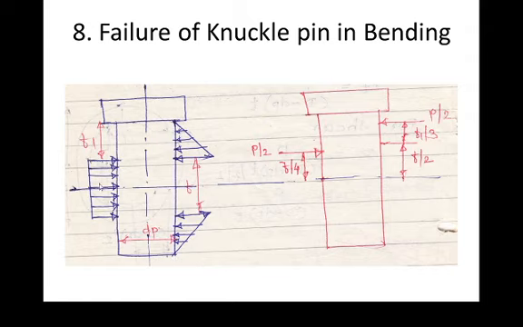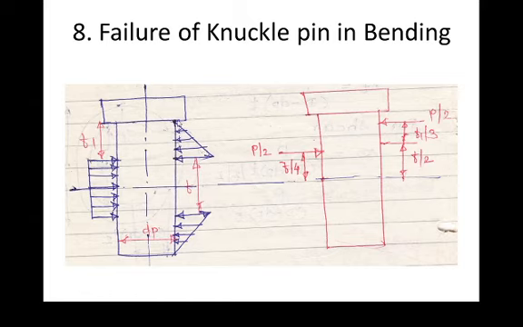Now suppose P is the force which is available, t is the thickness of the single eye, t1 is the thickness of the double eye, and d p is the diameter. P is the force applied at the single eye, therefore P by 2 is the magnitude available in half of the portion of the single eye. For this half portion, the magnitude of P by 2 will be applicable at half of this distance. Total distance is t, half of the distance is t by 2, and again half of this distance will be equal to t by 4. Therefore half of the force, that is P by 2, will be applicable at the distance of t by 4.